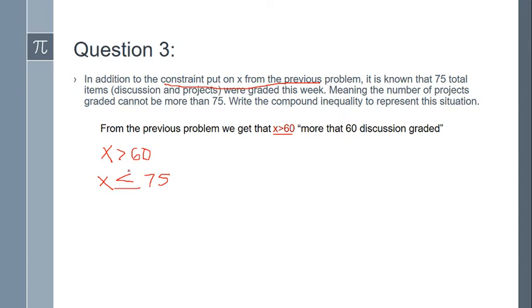All right, so in this case, x has to be greater than 60, and it has to be less than or equal to 75 because there's a total of 75 graded items altogether. So one way we could do that is write the two inequalities separately like this, and then join them with the word and. This is different than the word or. So and implies that both things have to happen and they happen at the same time. The number of projects graded is greater than 60 and it's less than or equal to 75. We know that because there's a total of 75 items graded altogether.